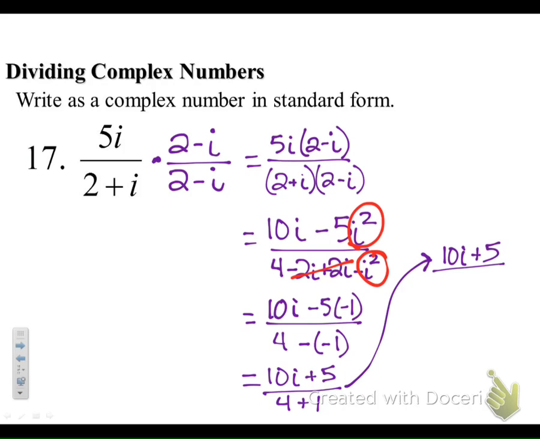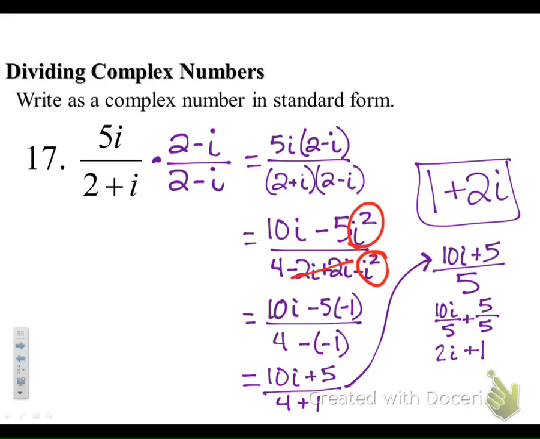So it looks like we have 10i plus 5 all over 5. And I always need to recheck, wait, do they all have the same factor? And they actually do. They all share a factor of 5. So I'm going to take 10i divided by 5 plus 5 divided by 5. But notice, wait a second, the imaginary part is going first, so technically be aware on an ACT they would actually have the answer written like 1 plus 2i.